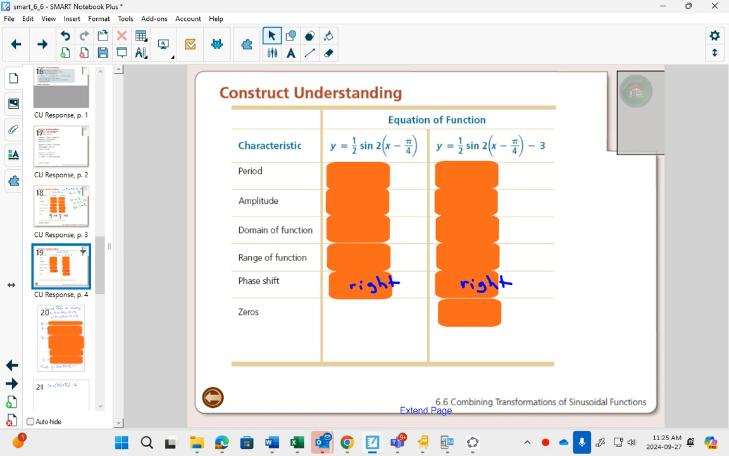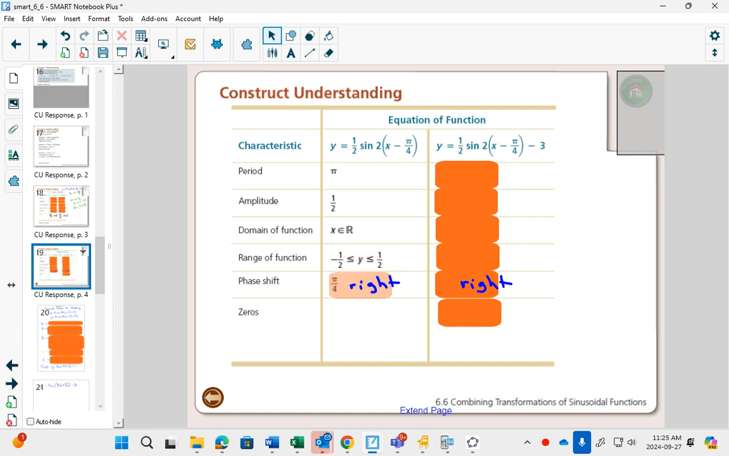Ready to check the next two? Period's still going to be pi, right? Because it's always 2 pi over your b value. Amplitude is still your a value. It will still be a half. Domain, well, if the domain is everything, if you move it left and right, if you stretch it, it's still going to be everything. The range is going to be based on your center line and going up to your amplitude and down your amplitude, so it's still at negative a half to half.